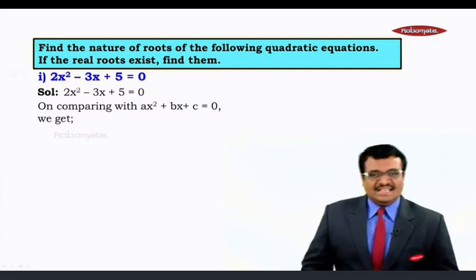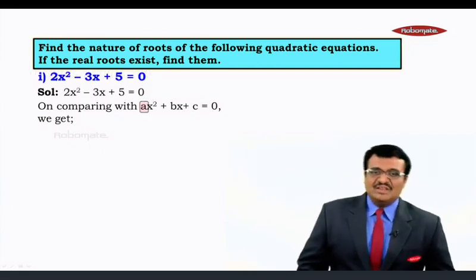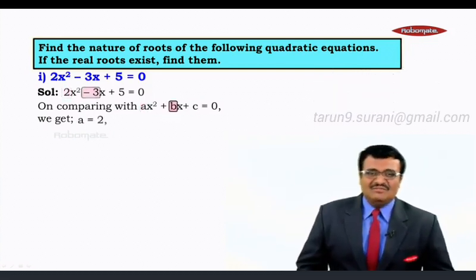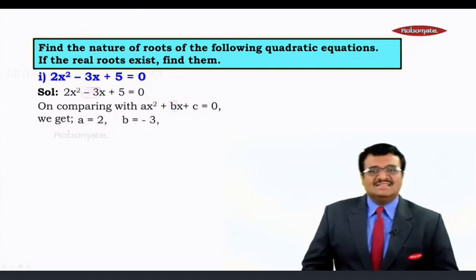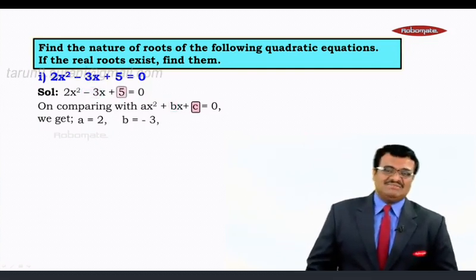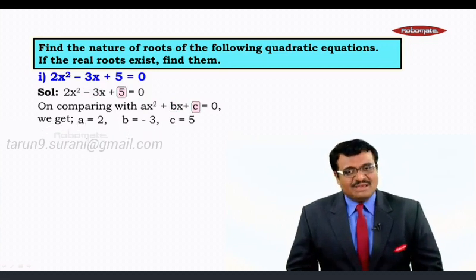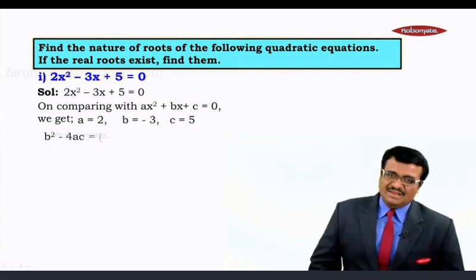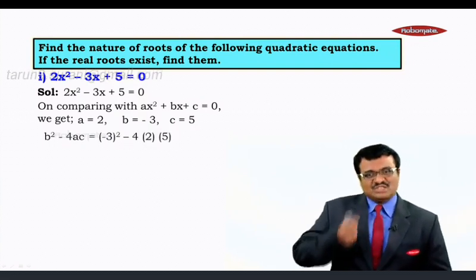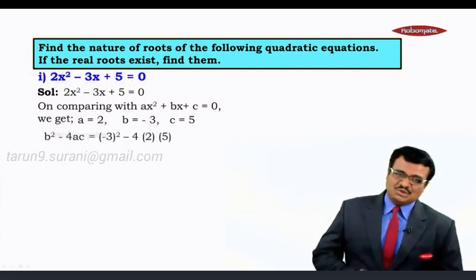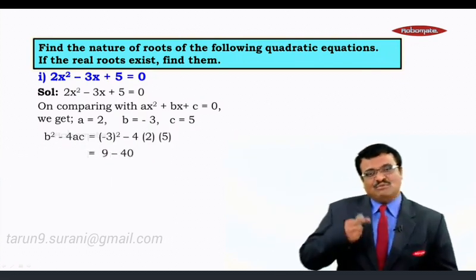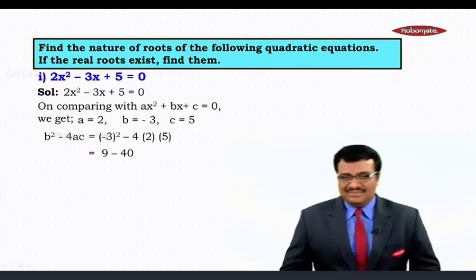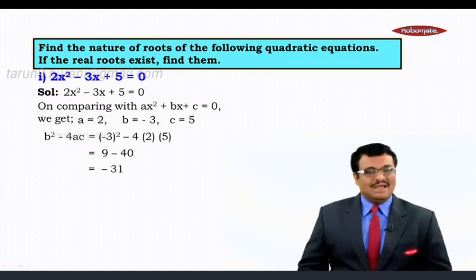So on comparing with ax square plus bx plus c is equal to 0, we get a, the first number, which is 2. We get b, the second number with the sign, which is minus 3. And c, the third number with the sign, which is plus 5. Once we get the values of a, b and c, let us find the discriminant, b square minus 4ac, which is minus 3 square minus 4 into 2 into 5. Minus 3 squared is 9, and 4 2s are 8, 8 5s are 40, right? So 9 minus 40 is equal to minus 31.